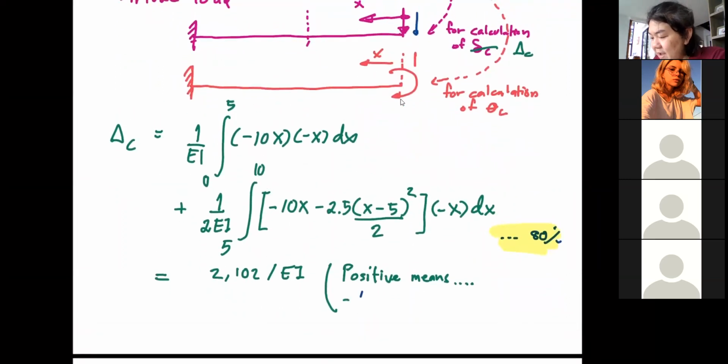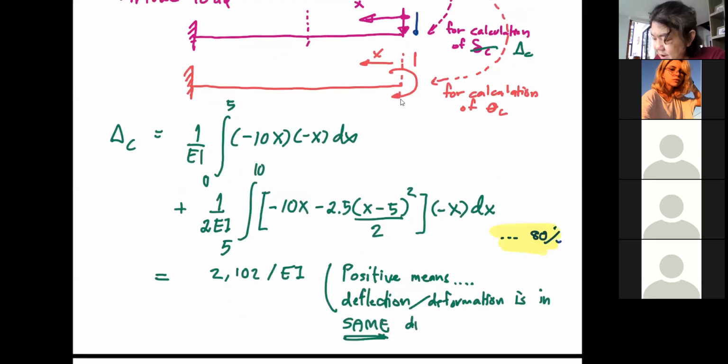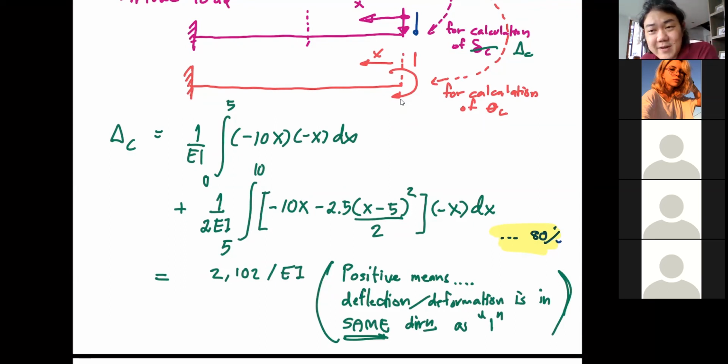So when you apply the downward load and your work comes out to be positive, it means the deflection or deformation is in the same direction as your unit load. Okay, that is the most important thing. You wouldn't be surprised, right? Because you guys have learned about work since high school, right?